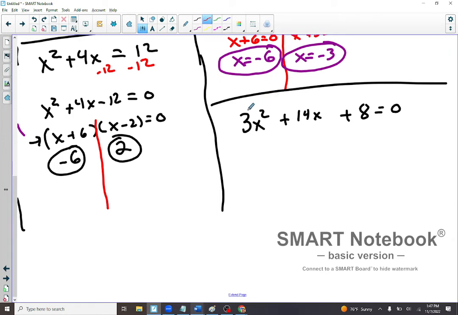All right, this one. I'm going to take the 3 and drag it over here. So x squared plus 14x plus 24 equals 0.